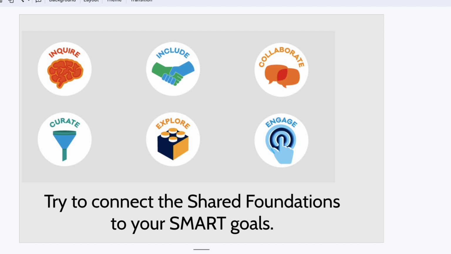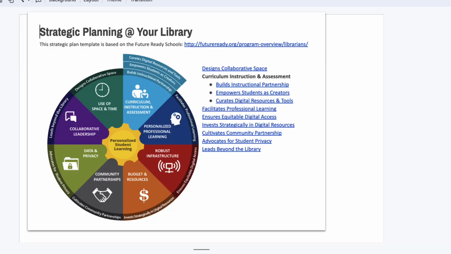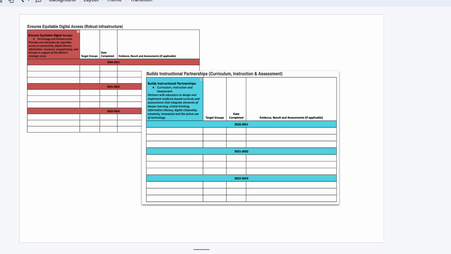It is important to try to connect your goals to our shared foundations or common beliefs, and I encourage you to do that. I also encourage you to look at other models that are geared to the school library world. This document is by the Future Ready Schools Foundation that I mentioned earlier, and it's a specific guide to strategic planning at your library. And these are some of the templates that you could use if you decide to go with the Future Ready model.